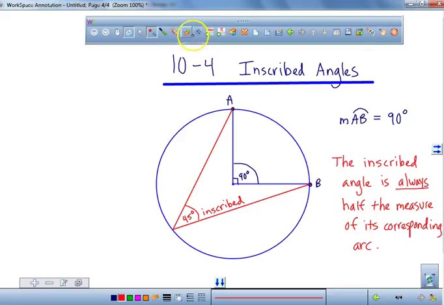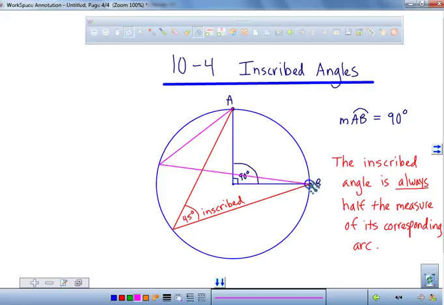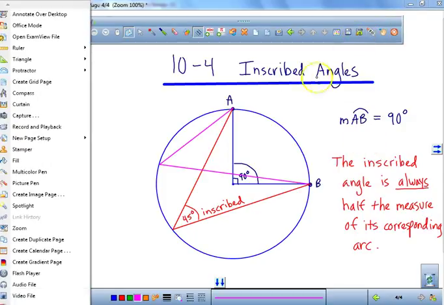Now, let me show you something that's kind of cool. It doesn't matter where you put the inscribed angle. So I'm changing colors. Watch this. Tell me where you want me to place it. Is it over here? Right there? Okay. I'm going to go from there. I'm going to go from here. I've got to go all the way to what? B. Right? Now, I'm going to take the protractor.